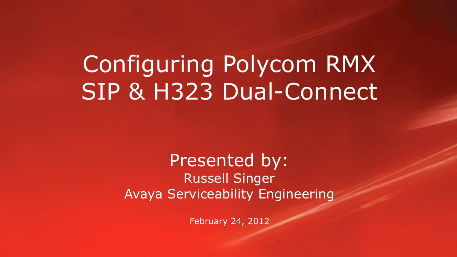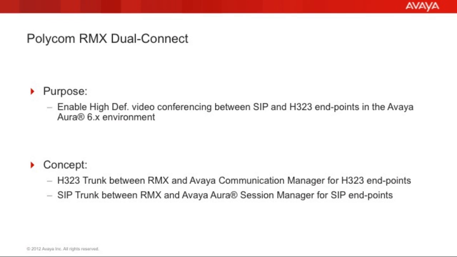This video will explain and demonstrate how to configure a dual-connected Polycom RMX video bridge for use with Avaya Aura 6.0 and higher. The purpose for this configuration is to enable high-definition video conferencing between SIP and H323 endpoints in the Avaya Aura environment. The concept we'll be using to administer this configuration is that our H323 endpoints will talk to the RMX using an H323 trunk, and our SIP endpoints will likewise talk to the RMX using a SIP trunk between the RMX and Session Manager.